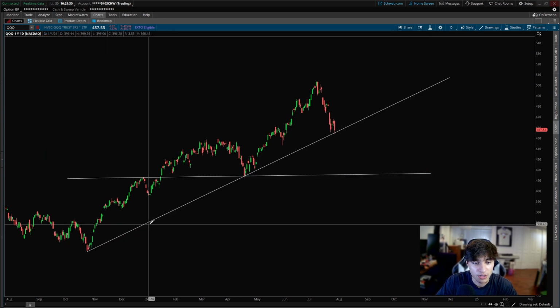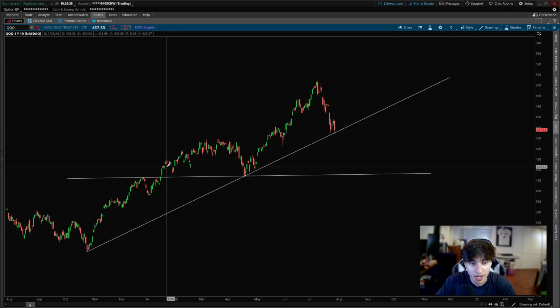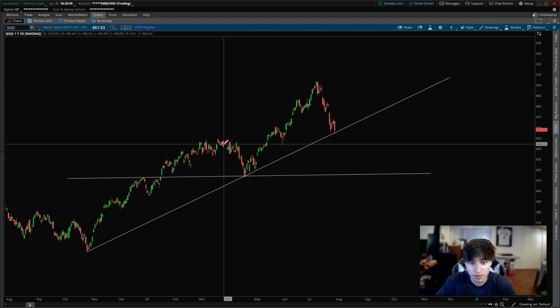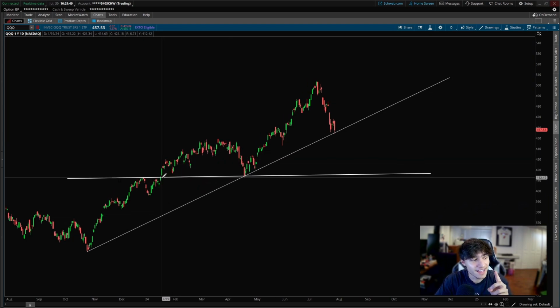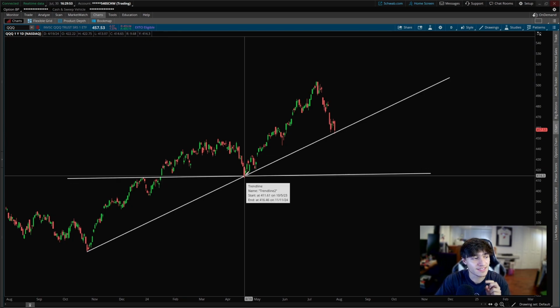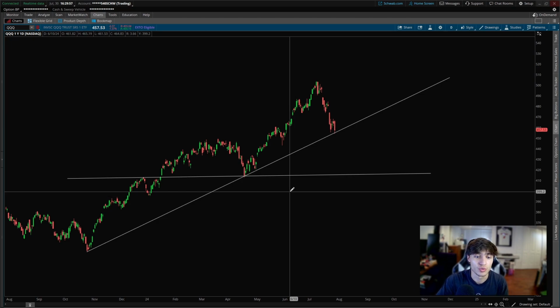So as we can see, our trend line is here. Our area of prior resistance turned into support right here. Buyers bought out all of these resistance, all of the sellers right here. Price came up, price eventually came back down to our trend line and to where the buyers were sitting at. So this is an example of how you can use confluence to find market opportunities.